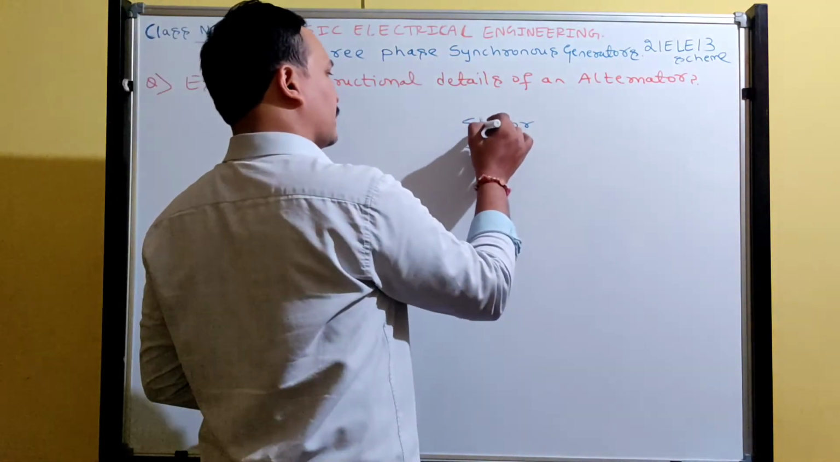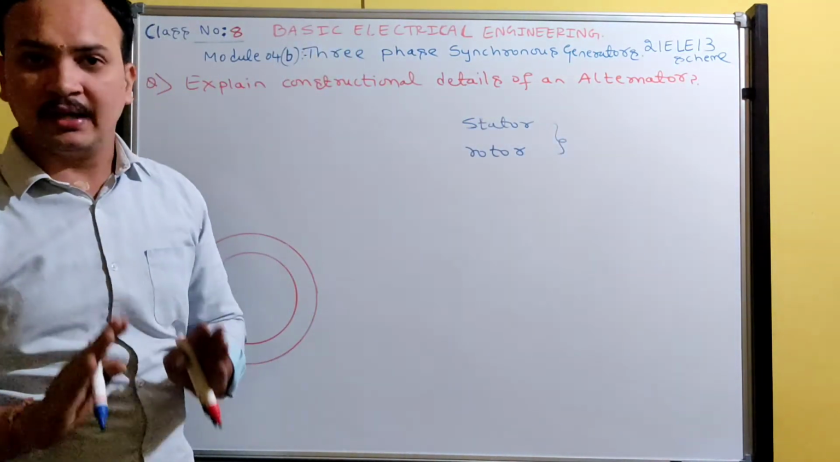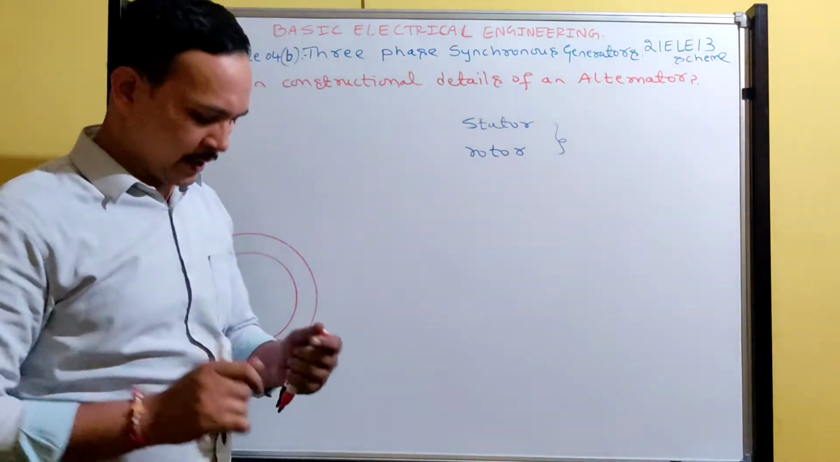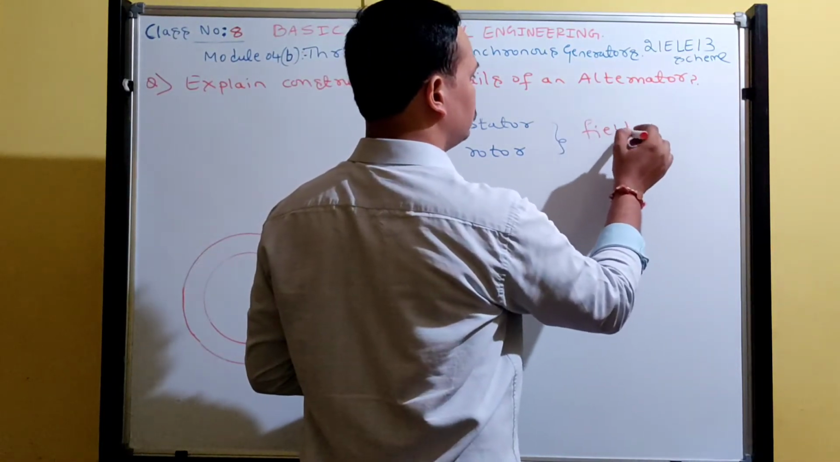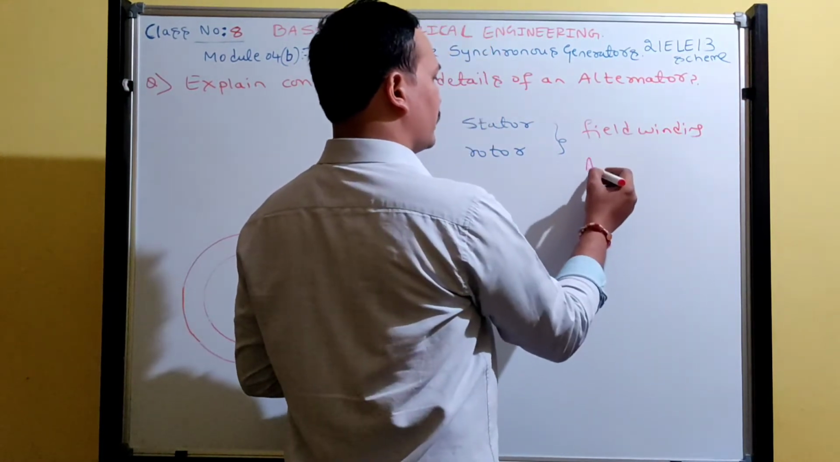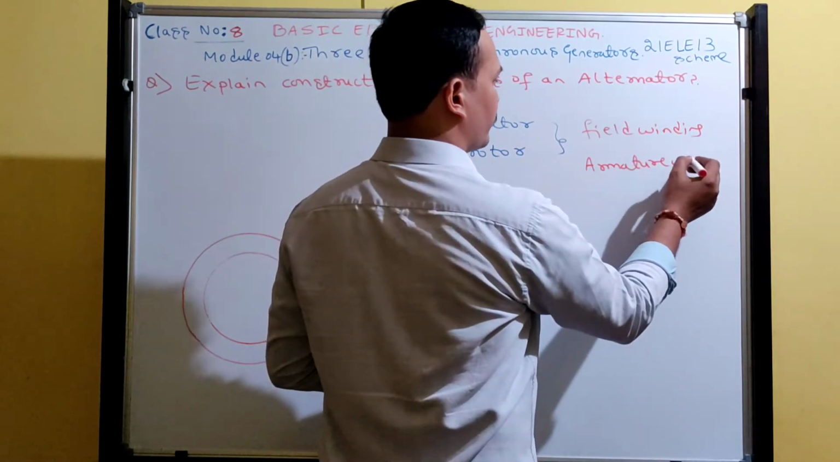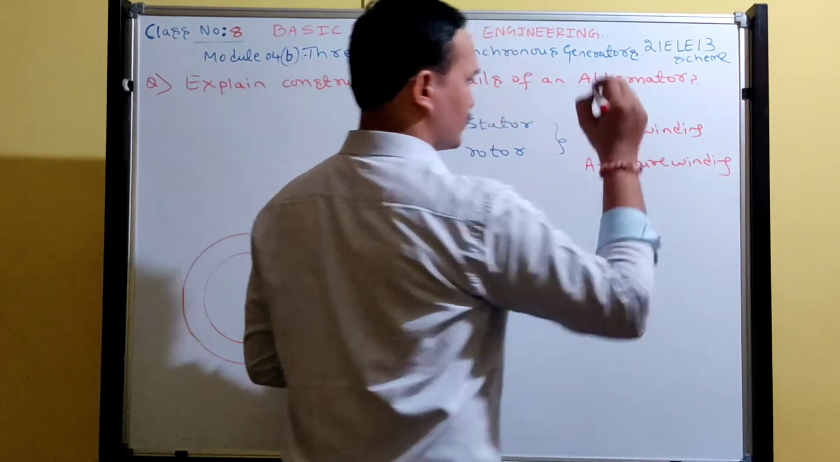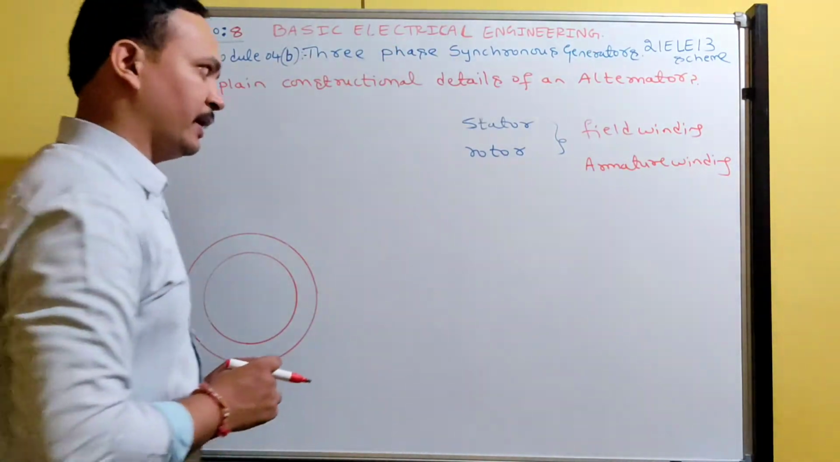See, coming to the stator, in an alternator there will be two windings. One is called the field winding, and the other one is called the armature winding. One is the field winding and another one is the armature winding.